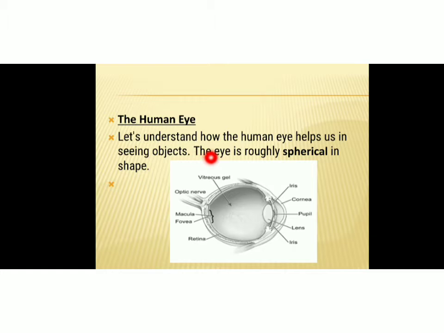Let's understand how the human eye helps us in seeing objects. The eye is roughly spherical in shape. Children, this is not a biology class, but we can closely relate our class to a biology class now, because some of the biological phenomena associated with the eye will be discussed in this session. Okay, so just look at this figure. Here you can see the cross-sectional view of the human eye, and the eye is roughly spherical in shape. It is not an exact sphere, but it is roughly spherical.